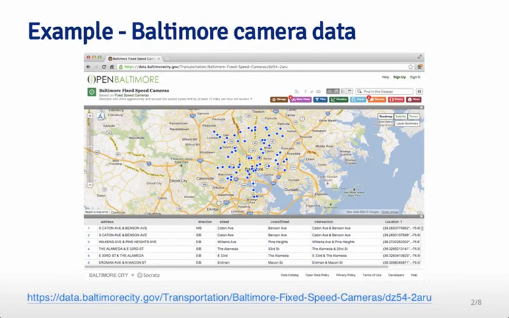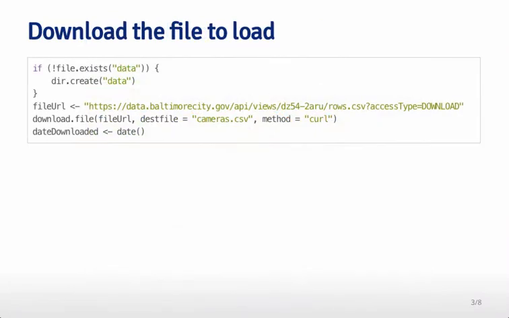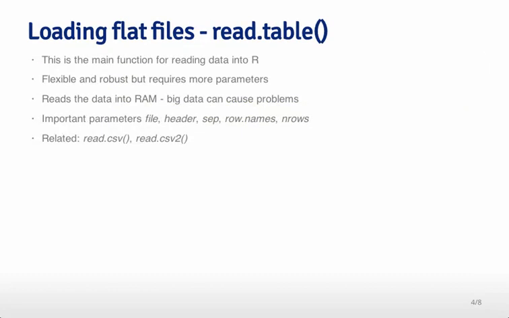So again, we're going to go back to the Baltimore fixed camera data. I'm again going to download the data. I'm going to check to see if the data directory exists, and if it doesn't, I'm going to create it. Then I'm going to download the data with download.file. So now the data have been downloaded from the website and is sitting on my computer. It's local data to my computer.